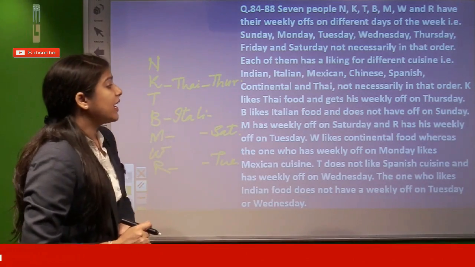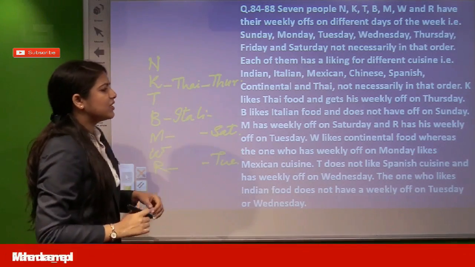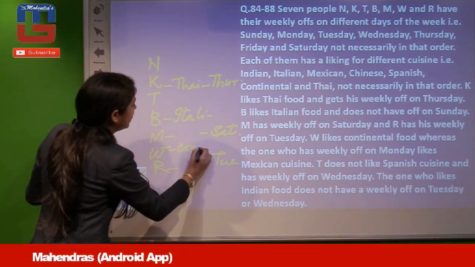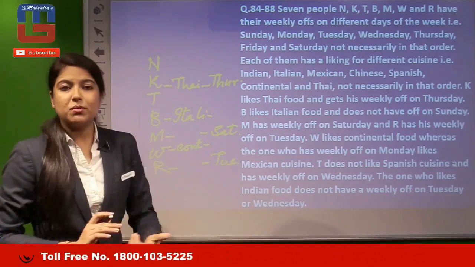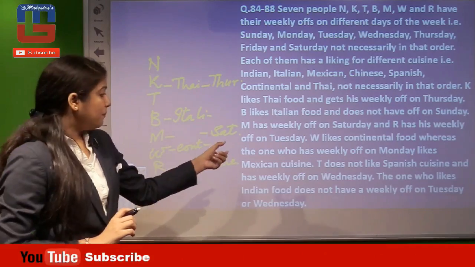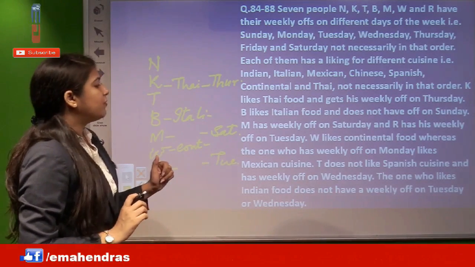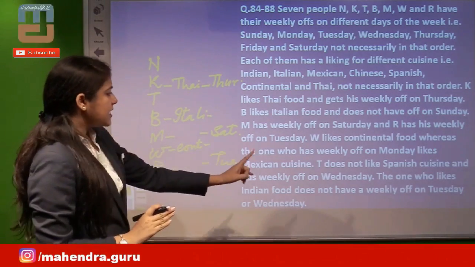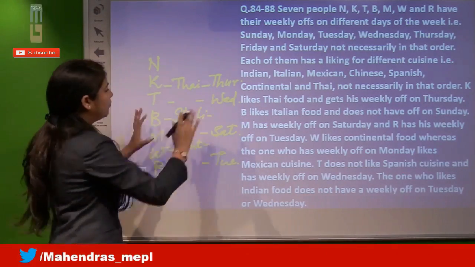Now then, W likes continental food, whereas the one who has weekly off on Monday likes Mexican cuisine. No worries, leave the Monday part. W likes continental, so we will keep it over here. And for Monday, you have to remember, whosoever weekly off is on Monday, food liked would be Mexican. T does not like Spanish cuisine and has weekly off on Wednesday. Now, he does not like Spanish cuisine, leave it, but we know T's weekly off is on Wednesday, right? So, Wednesday is put over here.